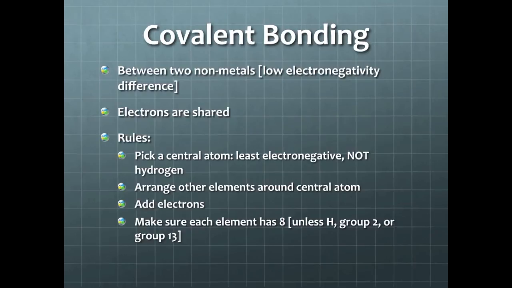When we're writing our covalent Lewis dot structures, we're going to have to follow a few rules. So you want to go ahead and write these down so you've got them when we're doing our examples. You have to pick a central atom. It should be the least electronegative element, unless your least electronegative is hydrogen, it's never going to be hydrogen. Arrange the other elements around your central atom, add in your electrons, and then make sure each element has 8, unless we're looking at hydrogen, a group 2 element, or a group 13 element. Those are happy with less. We'll talk about that in our examples.